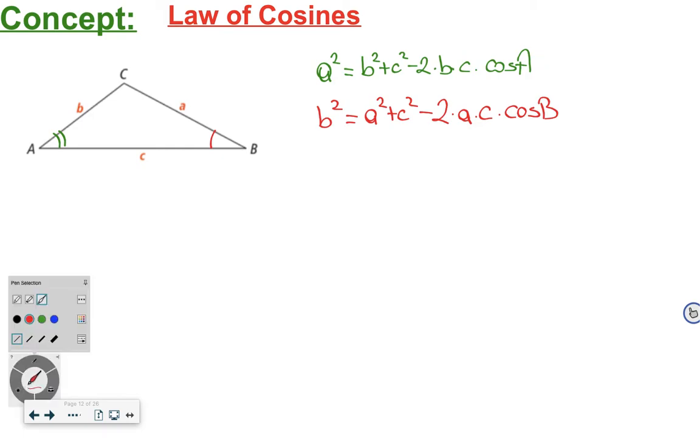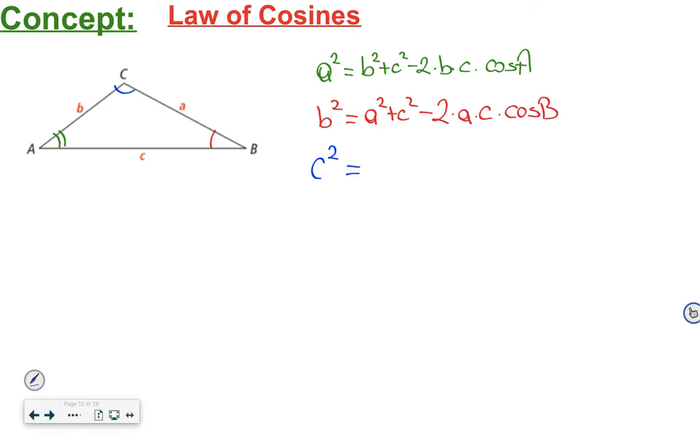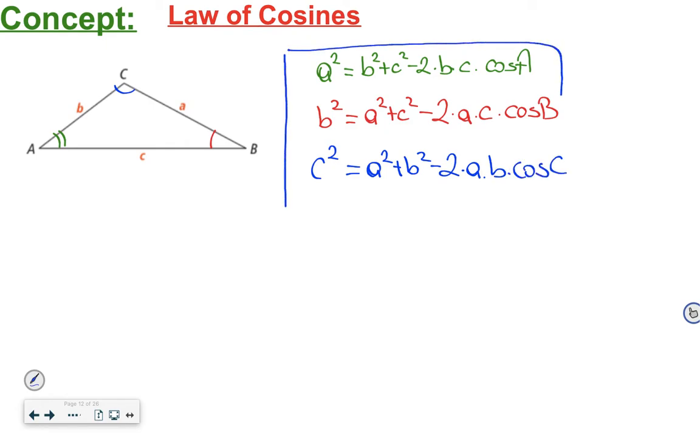And now I am going to write it down for angle C. The square of the side which is opposite of angle C, which is C squared, will be equal to the sum of the squares of the other two sides, A squared plus B squared, minus 2 times A times B times cosine C. Those are the laws of cosine.